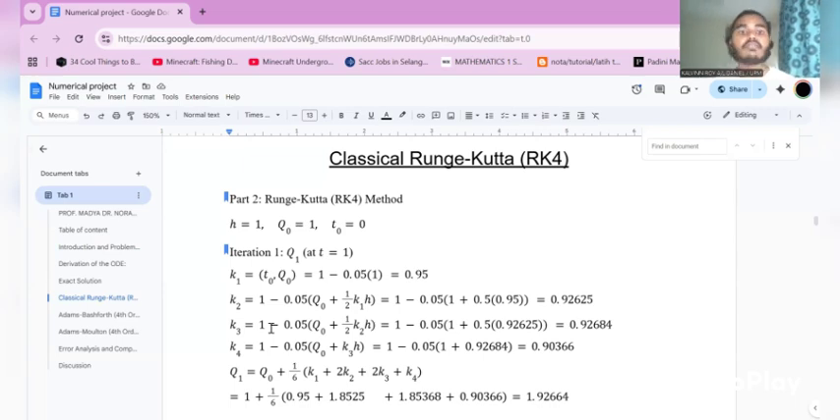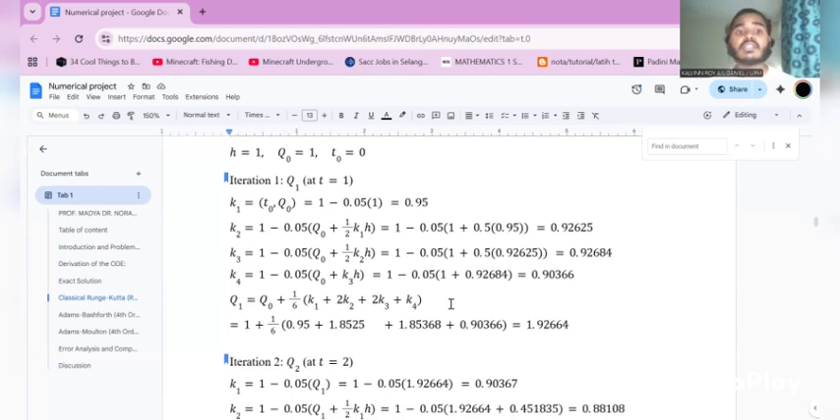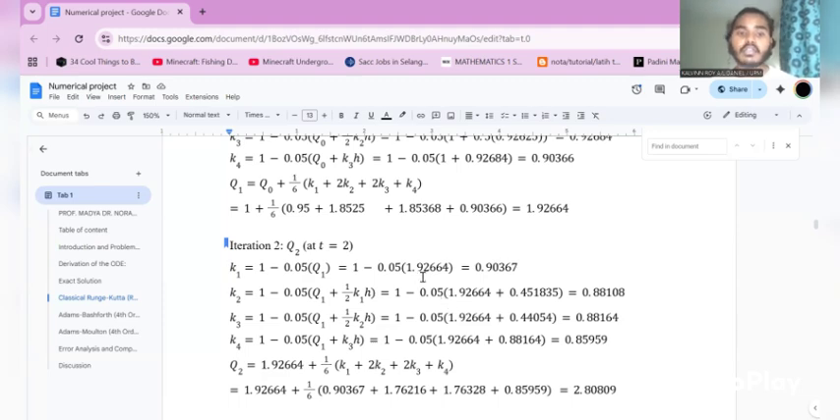To identify the whole iteration, Q1 equals Q naught plus 1 over 6 times K1 plus 2K2 plus 2K3 plus K4. This is the whole combination for the first iteration, which results in 1.92664 kg. We continue with iteration 2, where Q2 is at t equals 2. We repeat the process, but now our starting salt is 1.92664, the value we got from iteration 1.